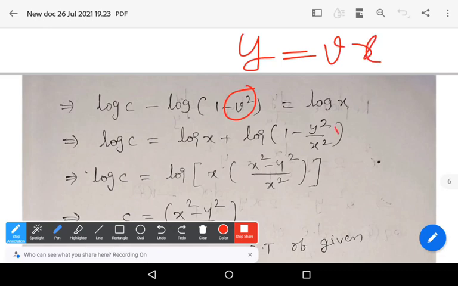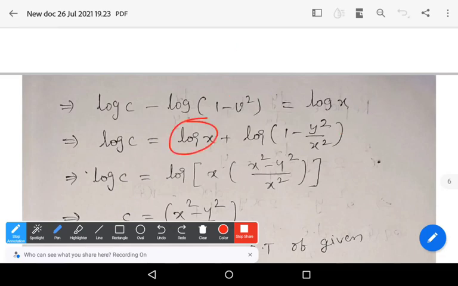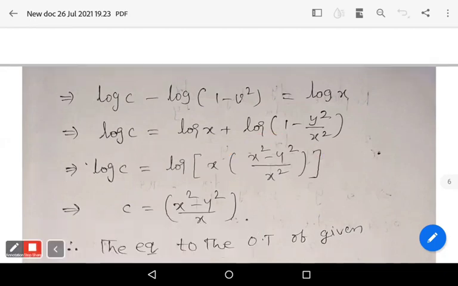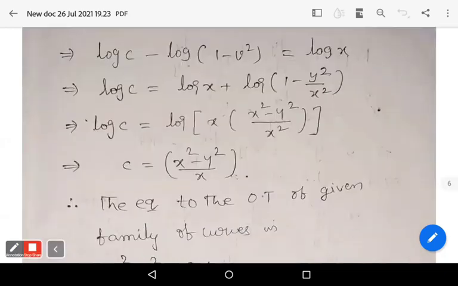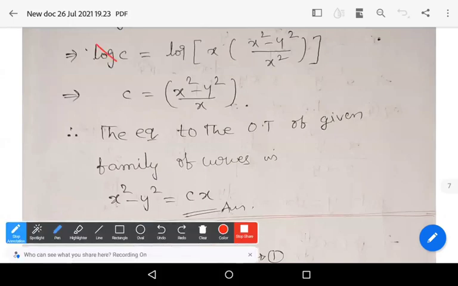Y by x, so y square by x square. Log a plus log b is log ab. Log of x into x square minus y square by x square. So x gets cancelled, and the logarithm gets cancelled on both sides. So c is equal to x square minus y square by x.